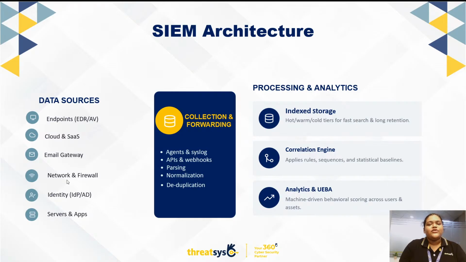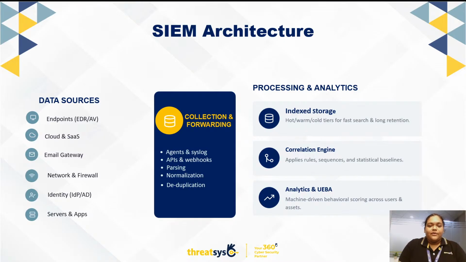Yes, the next question is how does SIEM actually identify dangerous activity? Let's look at the main detection approach. A SIEM architecture contains three main layers. The first layer is data sources. SIEM can receive security data from endpoints, network devices, and firewalls.